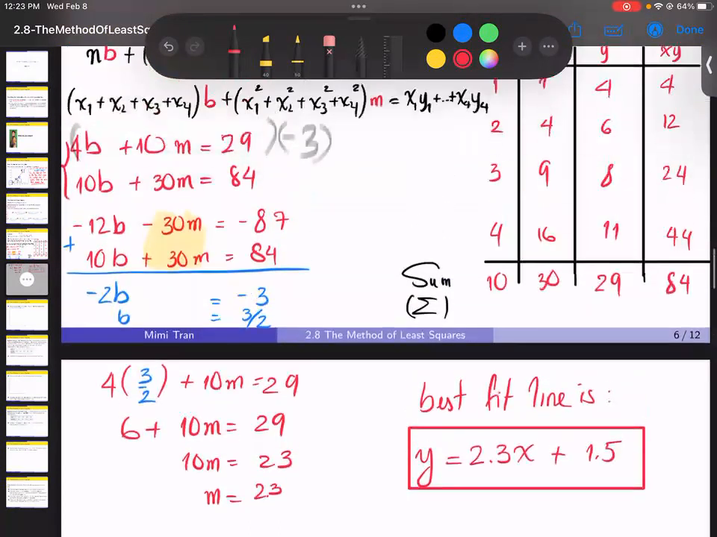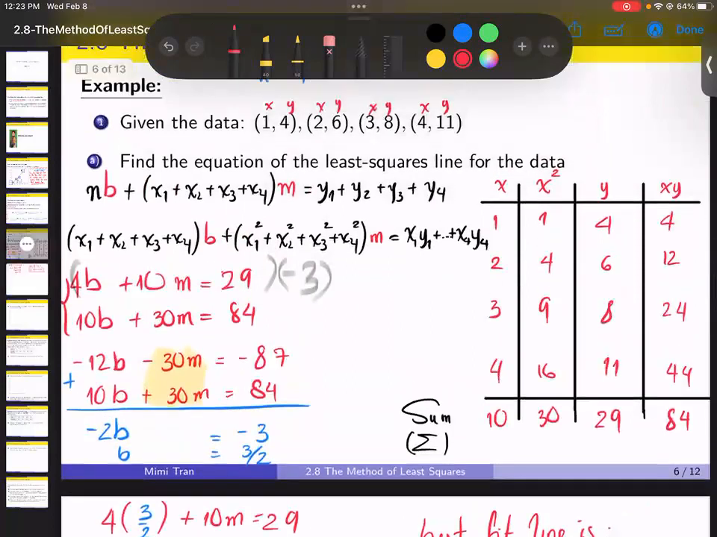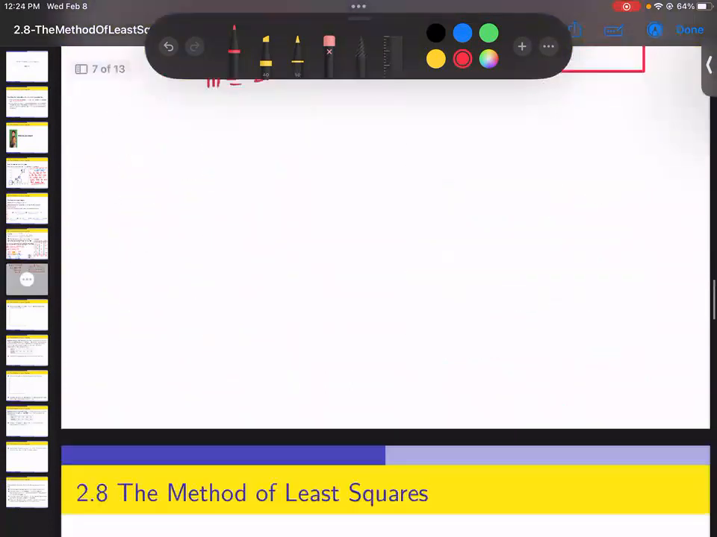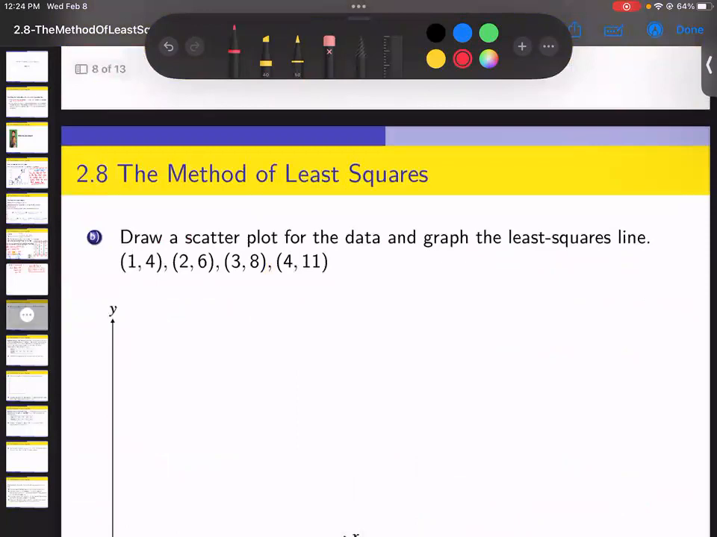Later, I'm going to show you how to solve a system of equations using a matrix with the calculator too. But right now, just do it by hand. The part B, they want to draw.